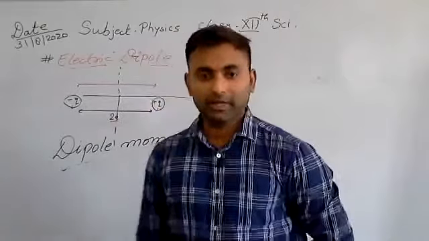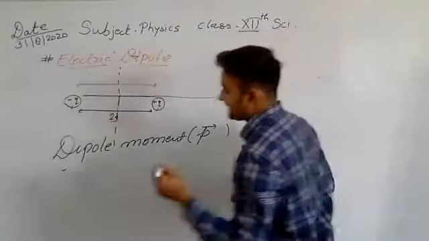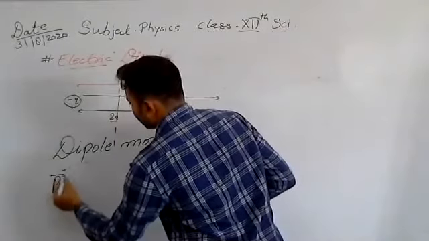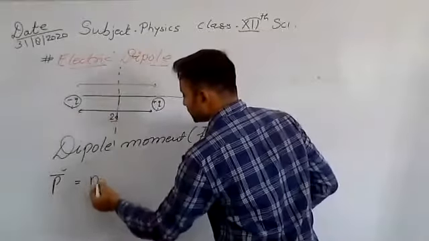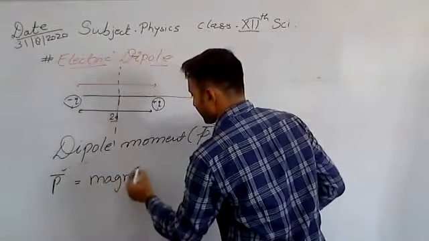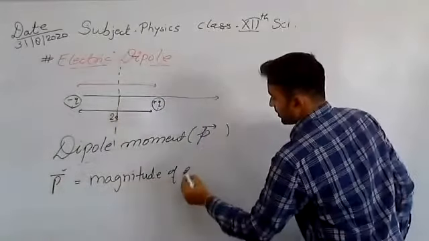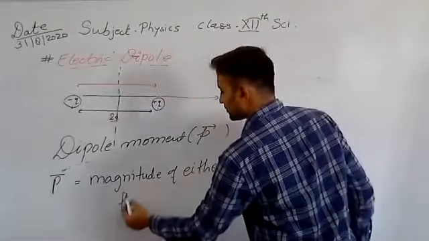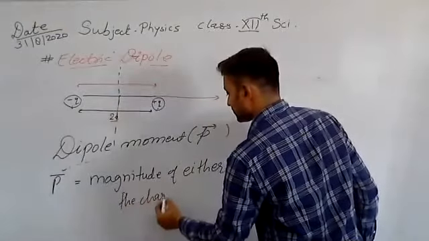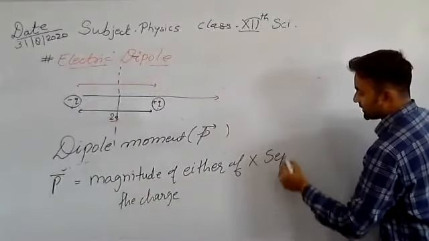Very good. Q into 2L. But what is Q? What is QL? In the language, we'll say that dipole moment P is the multiplication of magnitude of either of the charge with the separation of charge.